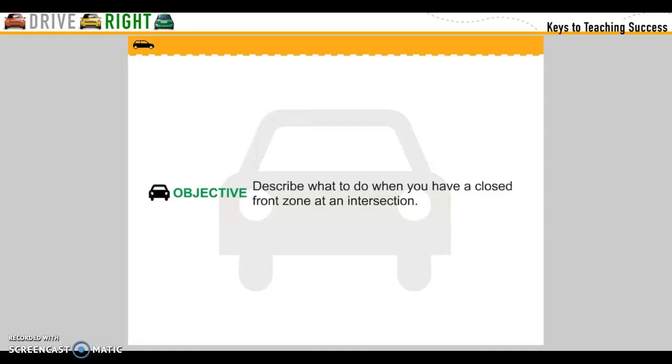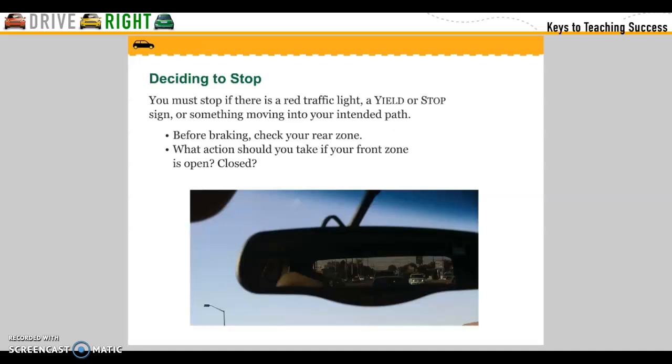Objective: describe what to do when you have a closed front zone at an intersection. Deciding to stop. You must stop if there is a red traffic light or yield or stop sign or something moving into your intended path. Before braking, check your rear zone. What action should you take if your front zone is open? What if it's closed?